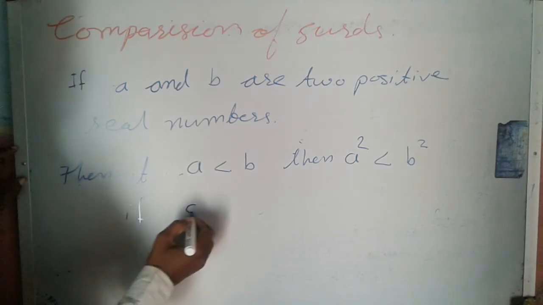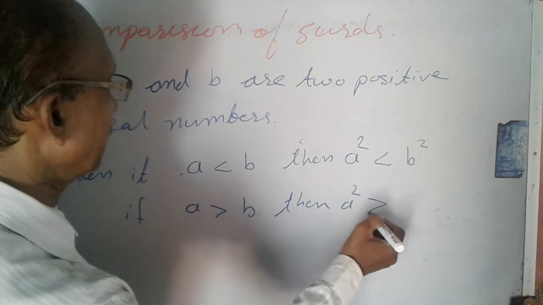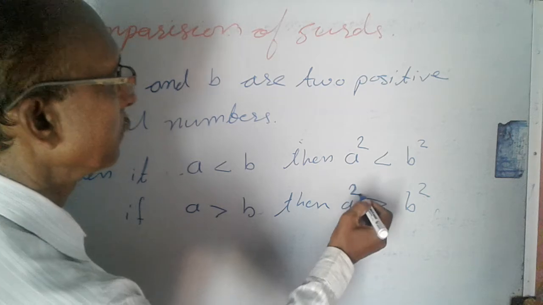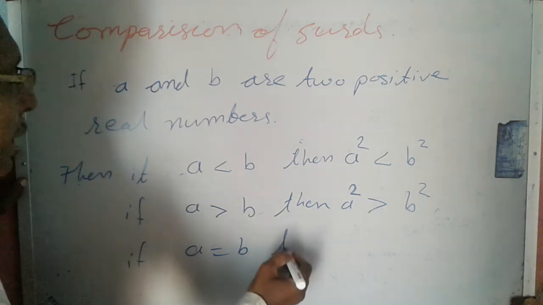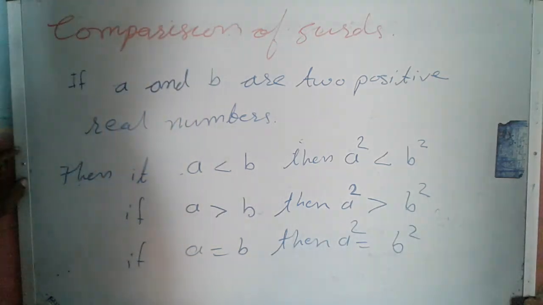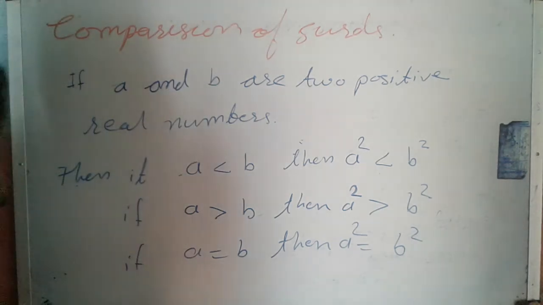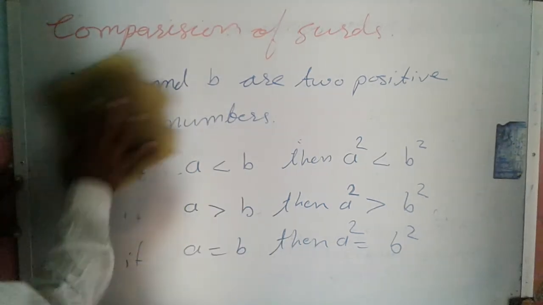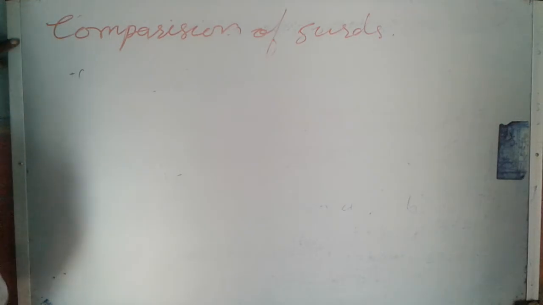If A is greater than B, then A square is greater than B square. And if A is equal to B, then A square is equal to B square. Now we will use this concept for comparison of surds. Now we will have some examples. For example, compare the surds.